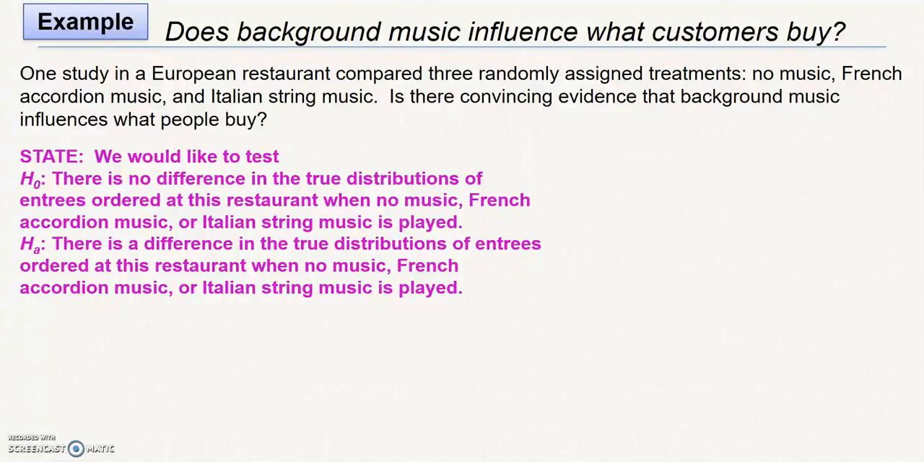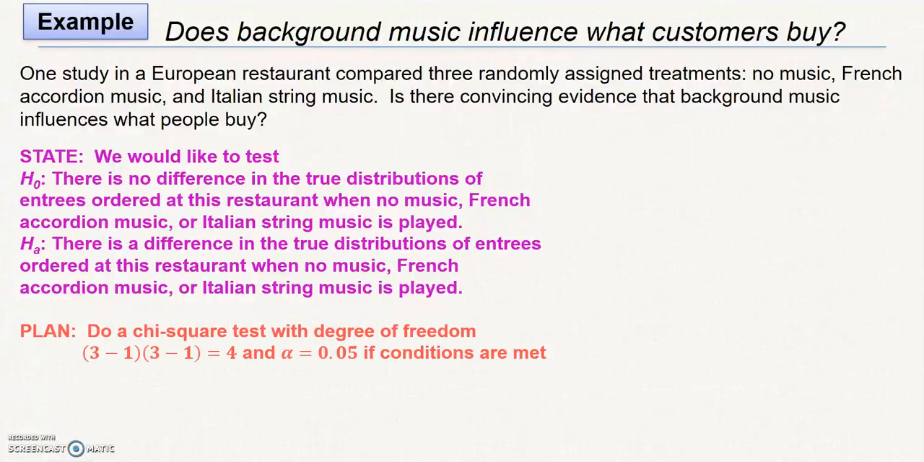So what's the plan? The plan is we're going to do a chi-square test with degrees of freedom of 4. How did I get that? Well, we have a table of values that's 3 by 3, so you're going to subtract 1 from the row and the column. So you have 2 times 2 is 4. Again, we are going to use a significance level of 5%, and we also have to check the conditions.